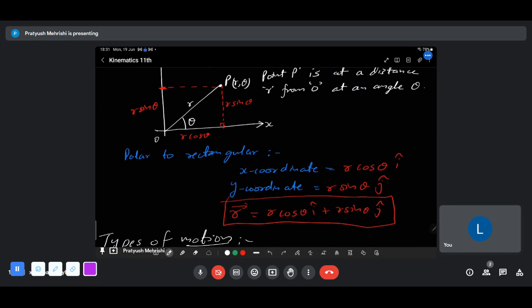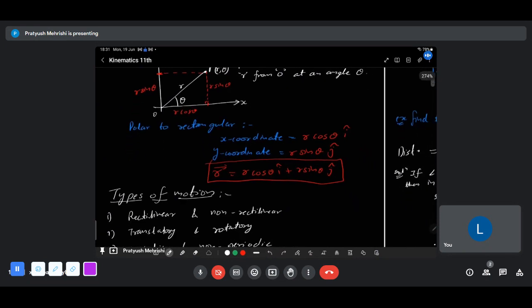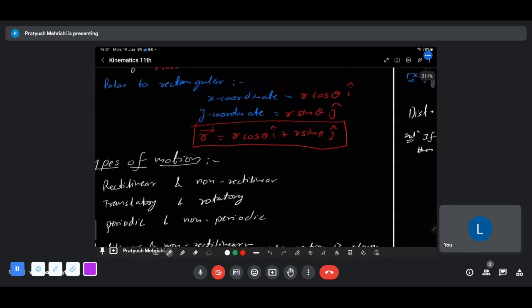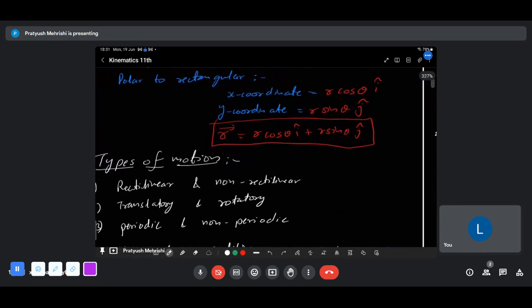Next, after that, we come upon types of motion. What are the types of motion? Motion can be described in several types. Here, we have listed a few only, like rectilinear and non-rectilinear. What is rectilinear? When the motion is along a straight line. When the particle is moving along a straight line, then it is rectilinear motion. Non-rectilinear motion, when it is not moving along a straight line.